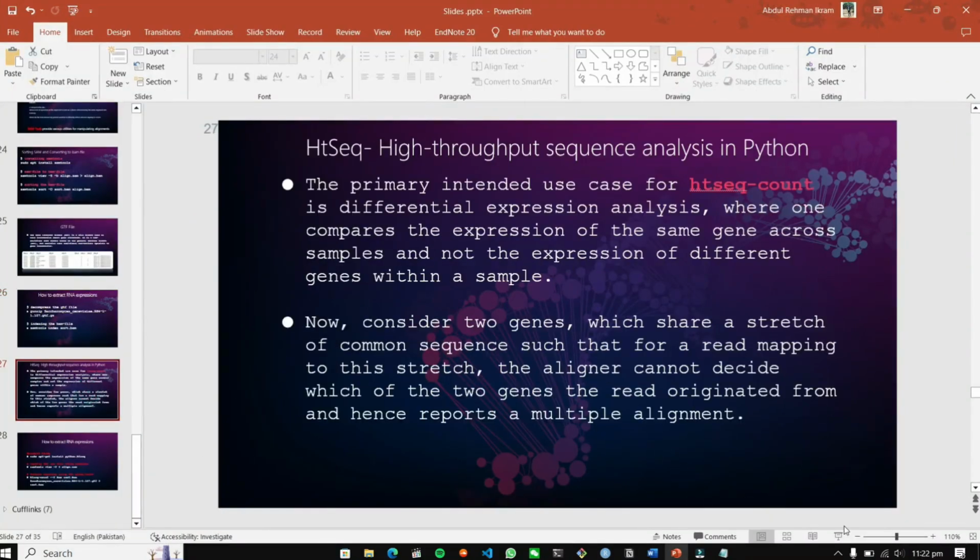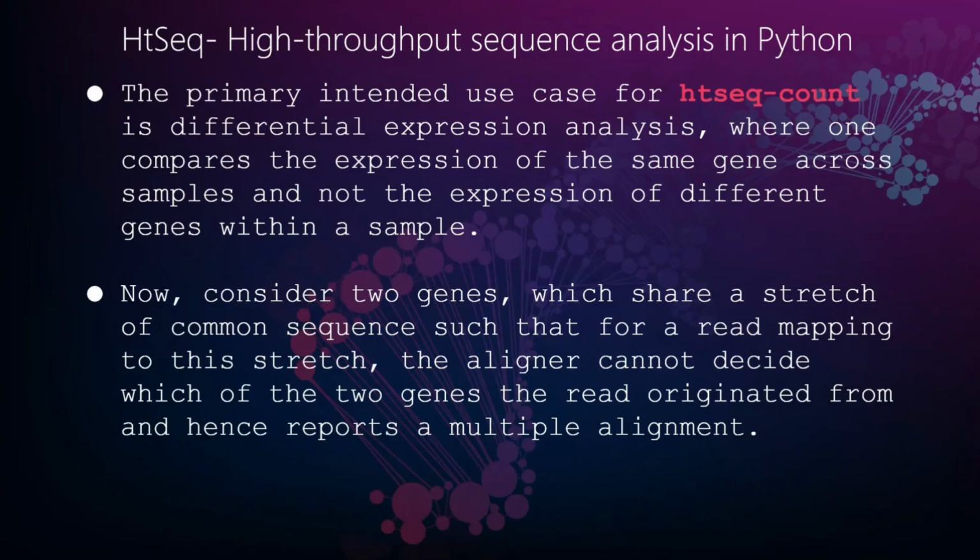Moving on to the slides: how to extract the features, how to extract our RNA expressions, how to check the expression pattern of our gene. The primary intended use case for HTSeq-count is differential expression analysis. So what is the primary purpose of the tool that we are using? It's called HTSeq, for high-throughput sequence analysis in Python, where one compares the expression of the same gene across samples, and not the expression of different genes within a sample.